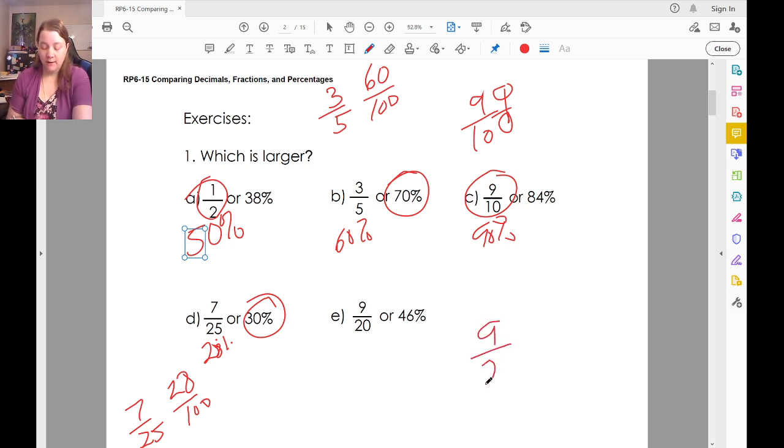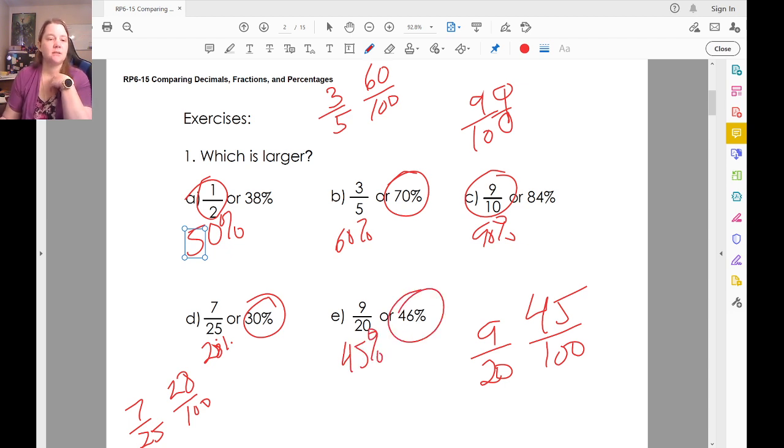9 over 20, comparing to something over 100. 20 times 5 is 100. 9 times 5 is 45, which makes that 45%, which means that 46% is bigger.